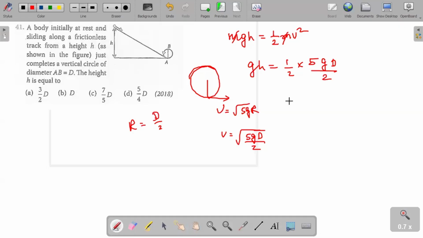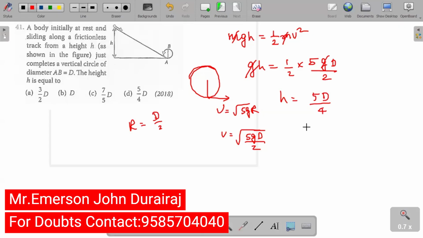Is it okay? Then g also cancels. Taking h outside, 5d divided by 4. So h should be 5 by 4 d, is that right?